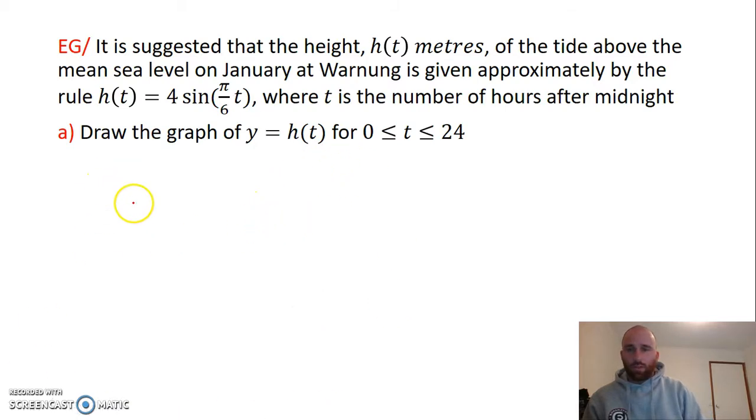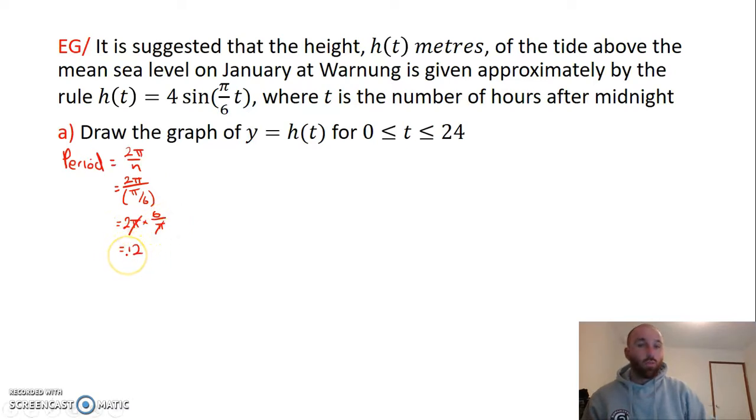To draw the graph, we need to know a few things. The first thing is the period. Remember the period is found by 2 pi over n. In this case, n is pi on 6, so this becomes 2 pi times 6 over pi, because it's dividing by a fraction. Those pi's cancel out, and we get a period of 12. That 12 represents 12 hours.